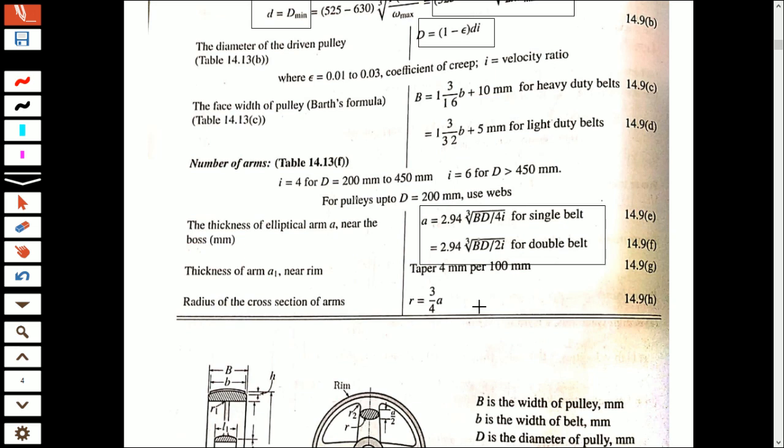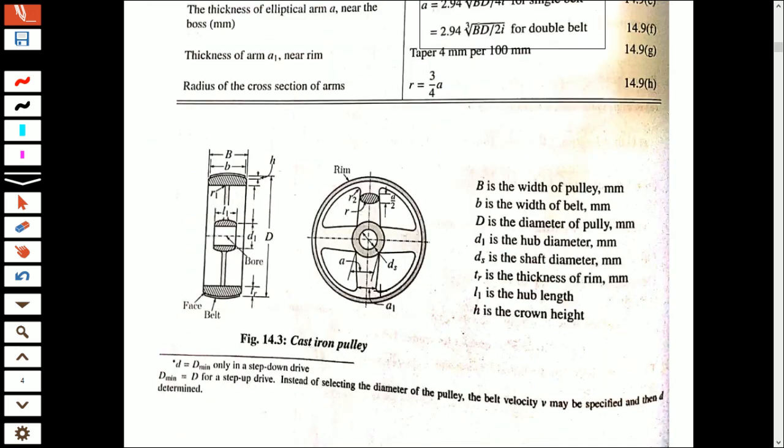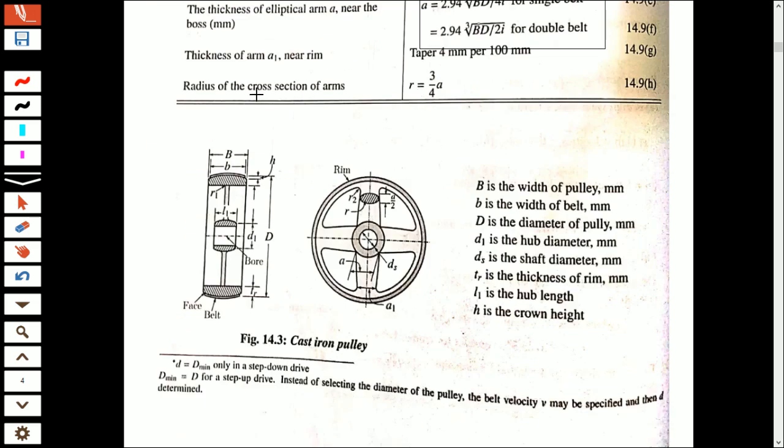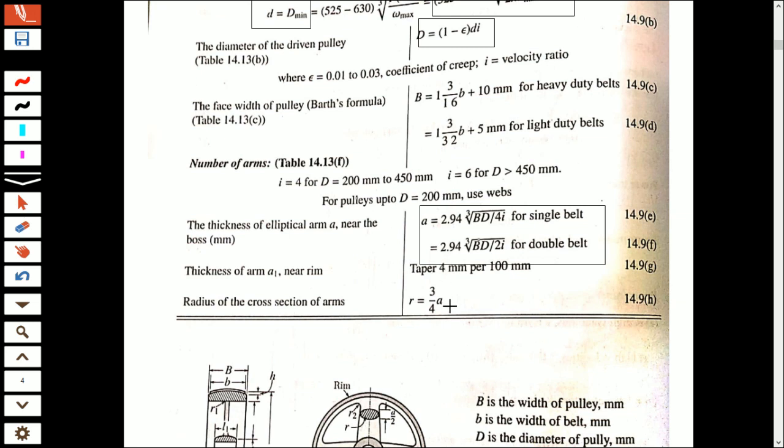Arms means what? These are the arms. Radius R, the radius of the cross section of the arms. All those things you can find out. So the thickness of the arm A1 near the rim, taper 4 mm per 100 mm. All these data are given.